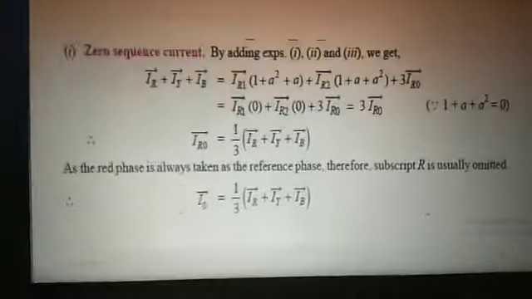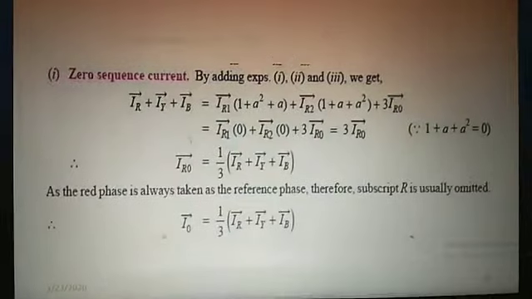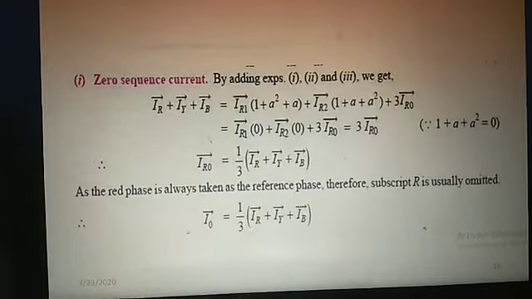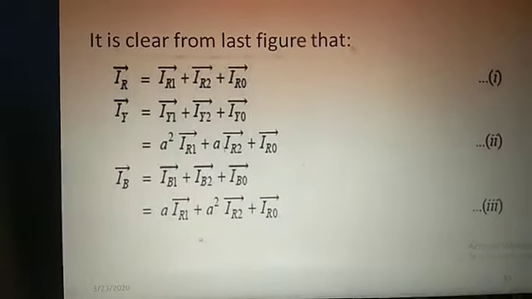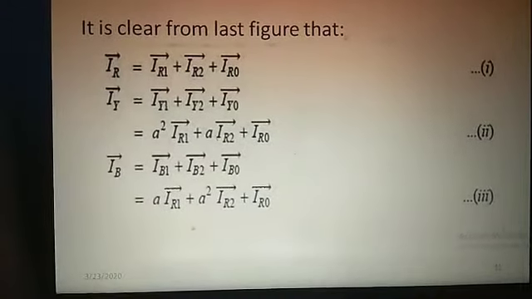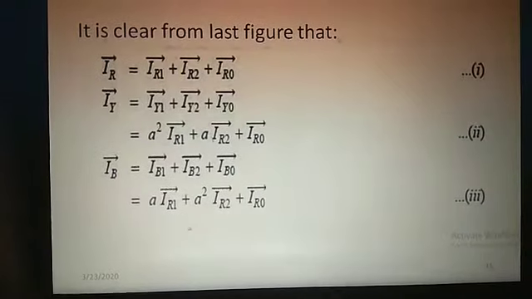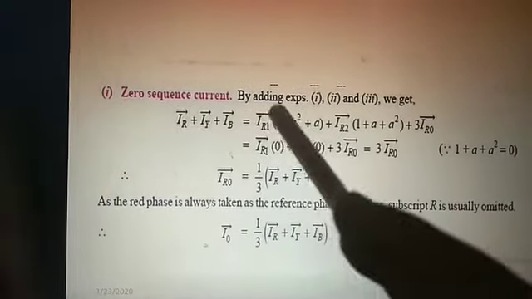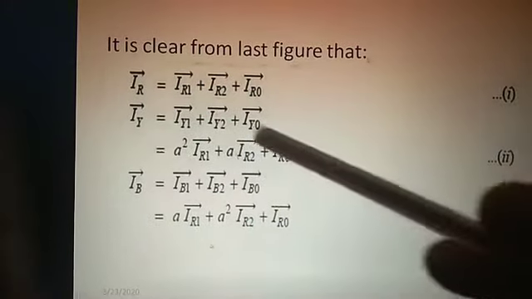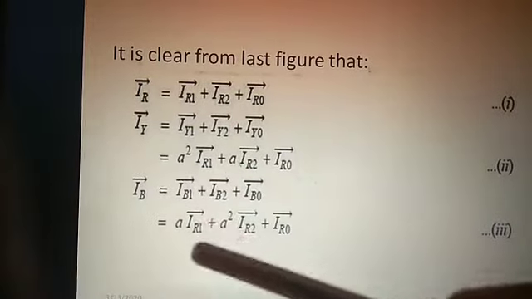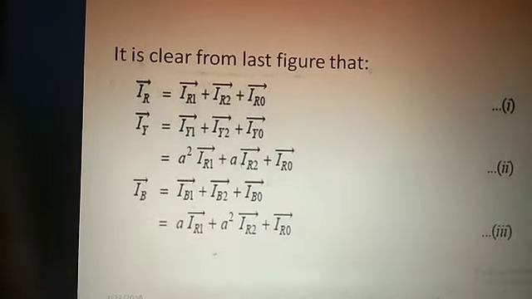Next, we are going to find the zero sequence current. By adding expressions 1, 2 and 3, we have IR1. So we are adding actually equations 1, 2 and 3. So IR1 plus IR2 plus IR0. Just add these three equations, IR plus IY plus IB, that is equals to IR. So IR1 is here in all the equations, IR1 times 1 plus A square plus A.